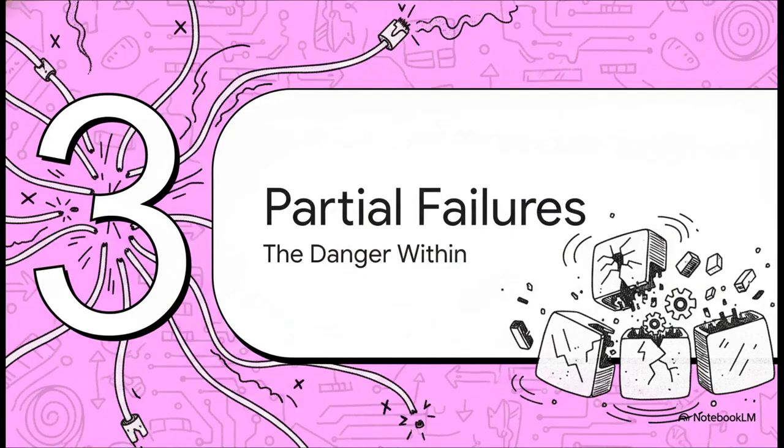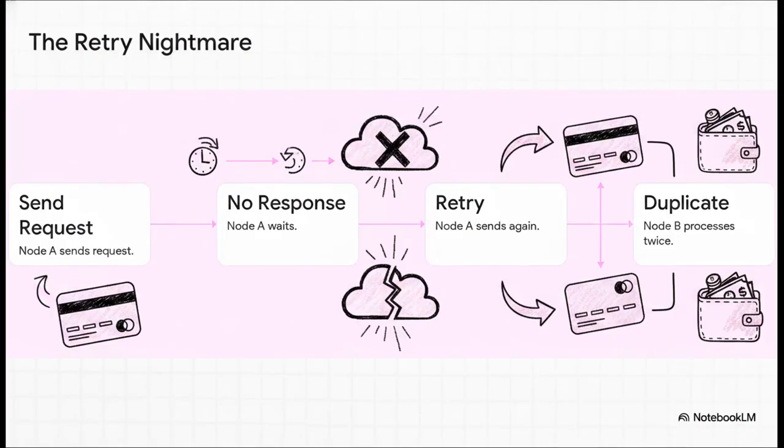Which brings us to Part 3, the danger of partial failures. When we combine these wildly unreliable networks with machines that might be actively crashing, we enter the really dangerous territory of partial failures. Let's imagine how a double charge actually happens in the real world. Say Node A sends a payment request to Node B. Node A waits, but... crickets. There's absolutely nothing back.